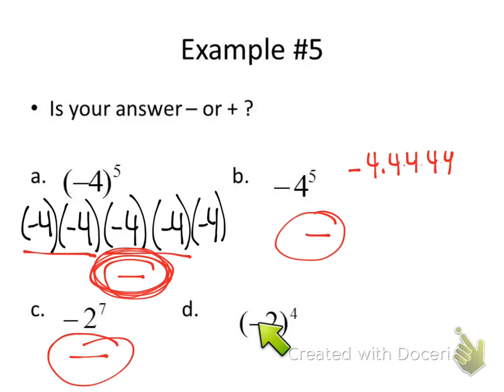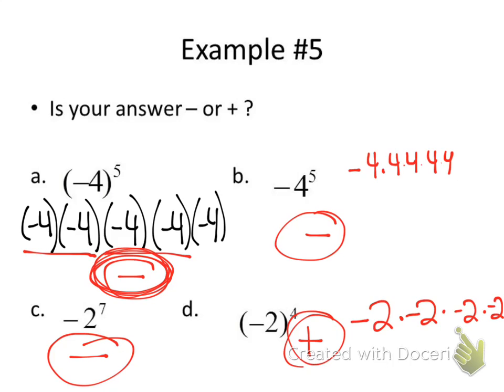Yeah, see how the negative has the negatives in the parentheses? So that makes it negative 2 times negative 2 times negative 2 times negative 2. So we have an even number of negative 2's. Everyone seeing that? So it would end up making a positive. Good. Again, we don't have to actually multiply it out. I just want to know, is the answer positive or negative?